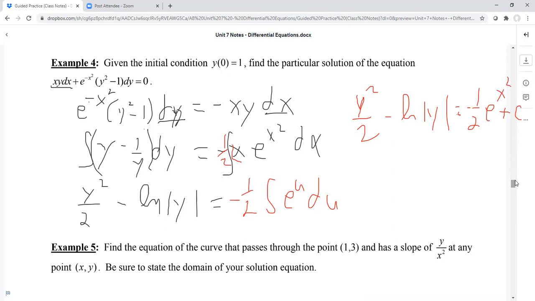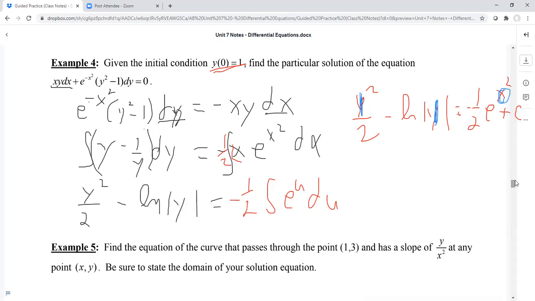Now what I've got to do is plug in my point. They gave me the point 0, 1. So that means I'm going to plug 0 in for x. I'm going to do that with a different color, make it blue. So I'm going to stick 0 in right here. And then I'm supposed to stick in 1 for y, so I'm going to stick a 1 here and 1 here.